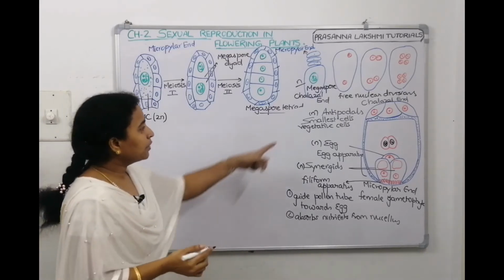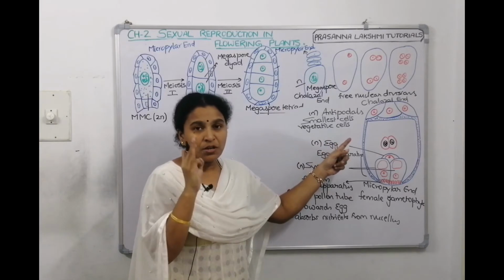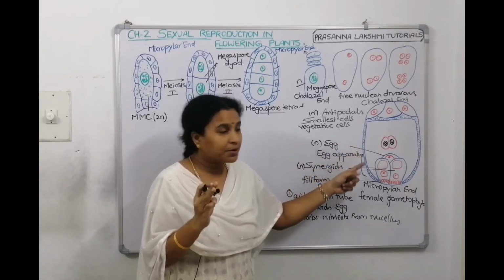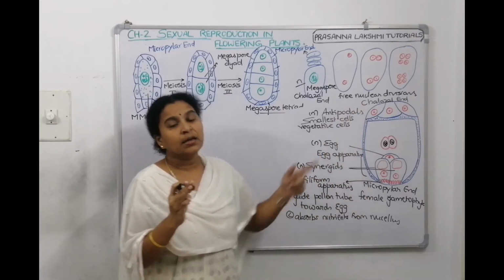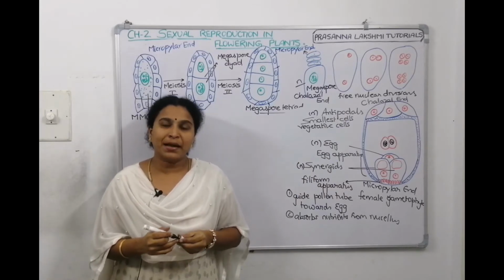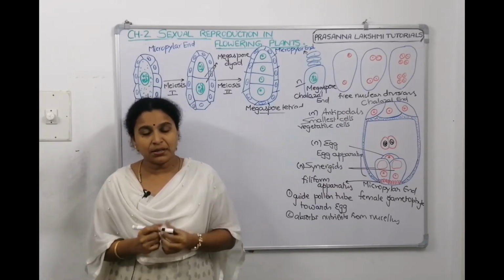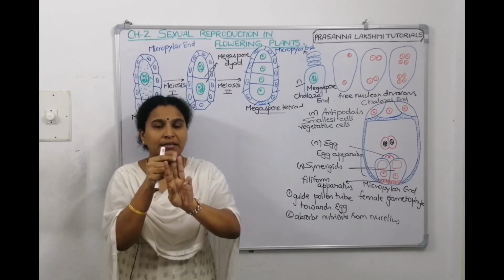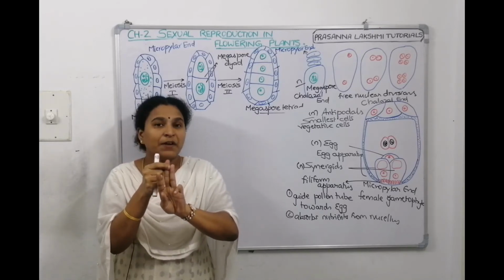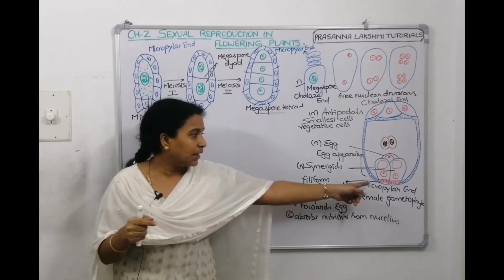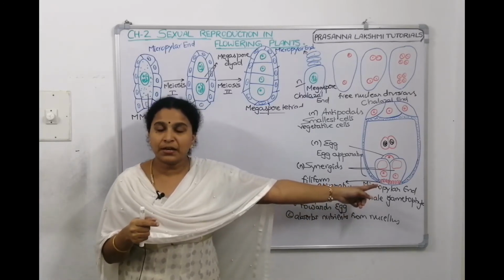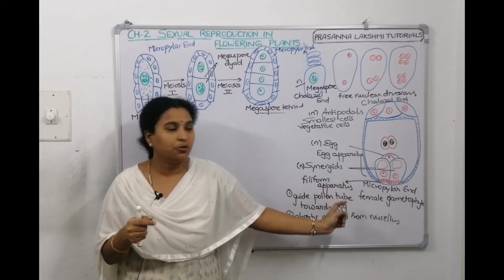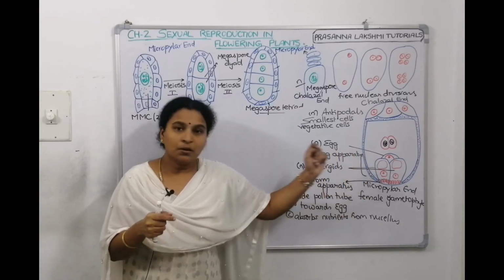So we talked about antipodals. Antipodals are the 3 vegetative cells, the smallest cells of the embryo sac. They are towards the chalazal end, and 3 more cells towards the micropylar end are called the egg apparatus, in which 2 lateral cells are the synergids and one is the egg cell. The egg cell is the female gamete. The synergids have thickenings called the filiform apparatus, finger-like projections which guide the pollen tube to reach the female gamete.